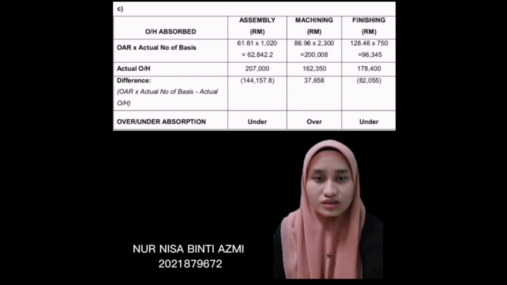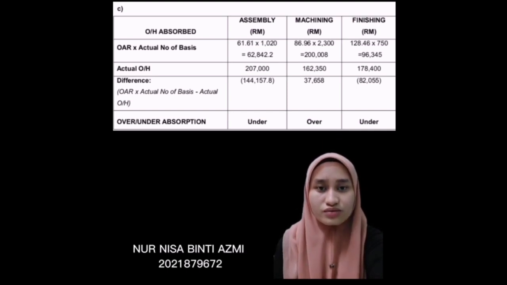For the calculation for the machining, it is 86.96 ringgit multiplied by 2,300 machine hours equals 200,008. The 2,300 we get from the table in question 1C. Next, actual overhead is 162,350 ringgit, which we get from the table in question 1C. Next, 200,008 minus 162,350 ringgit. The result is 37,658 and it is positive, so the answer is over.